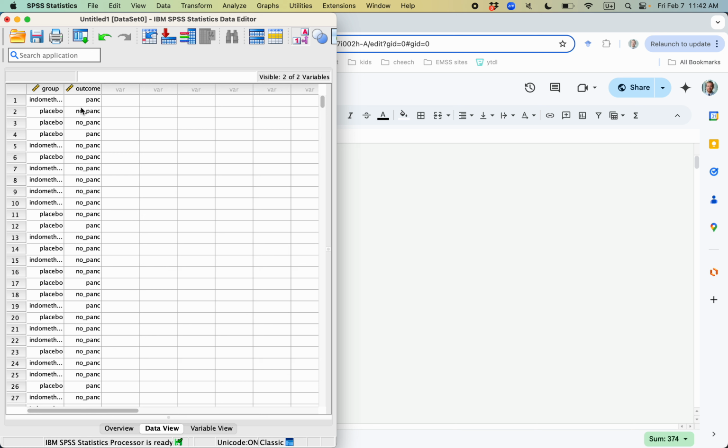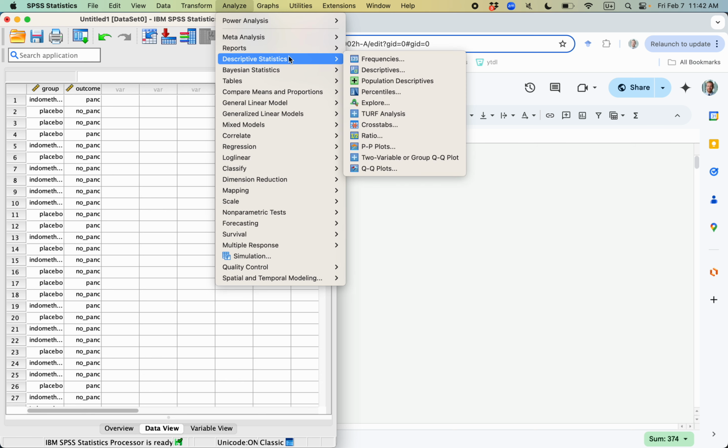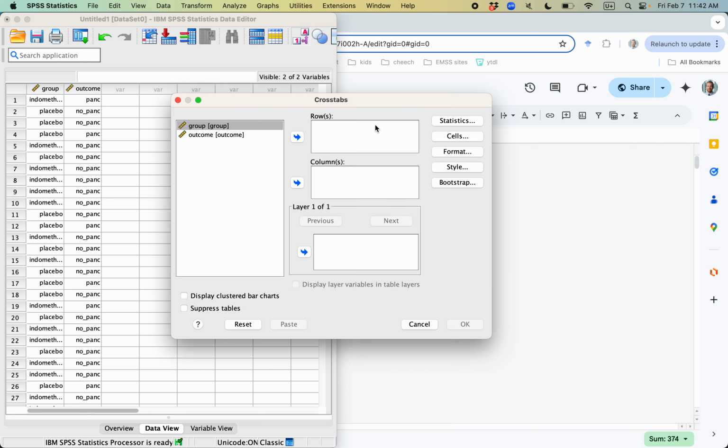So now what we need to do is use the Crosstabs function to generate a nice 2x2 table. So we'll go to Analyze, Descriptive Statistics, and in this case, Crosstabs. So this will tabulate or count up the events across two different variables. Now, by convention, we put our group in the rows, and we put our outcomes in the columns. This will generate a 2x2 table.